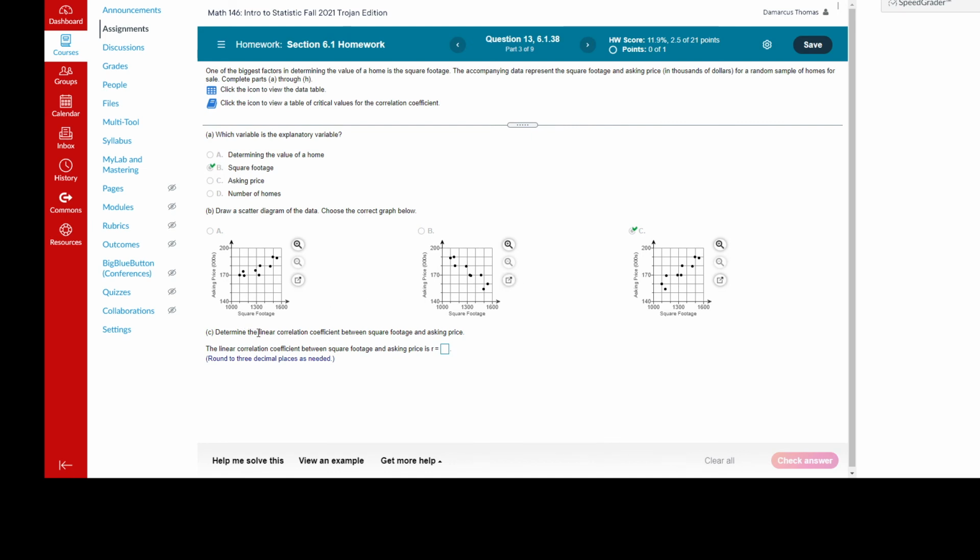And then determine the linear correlation coefficient, which is the R, and that can be done in there. This problem seems like it's from another section, honestly. All right, let's move on.